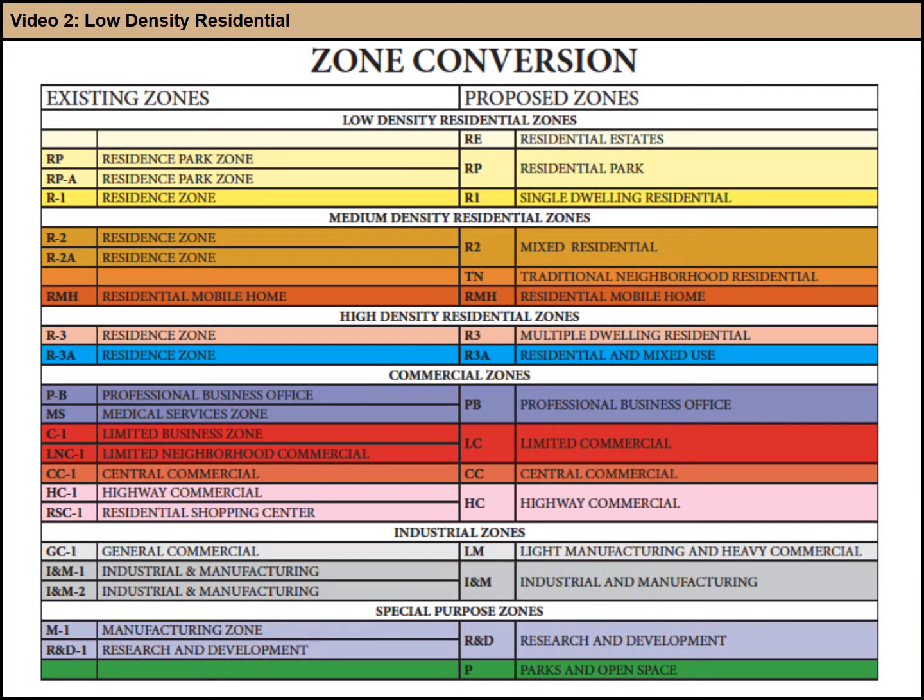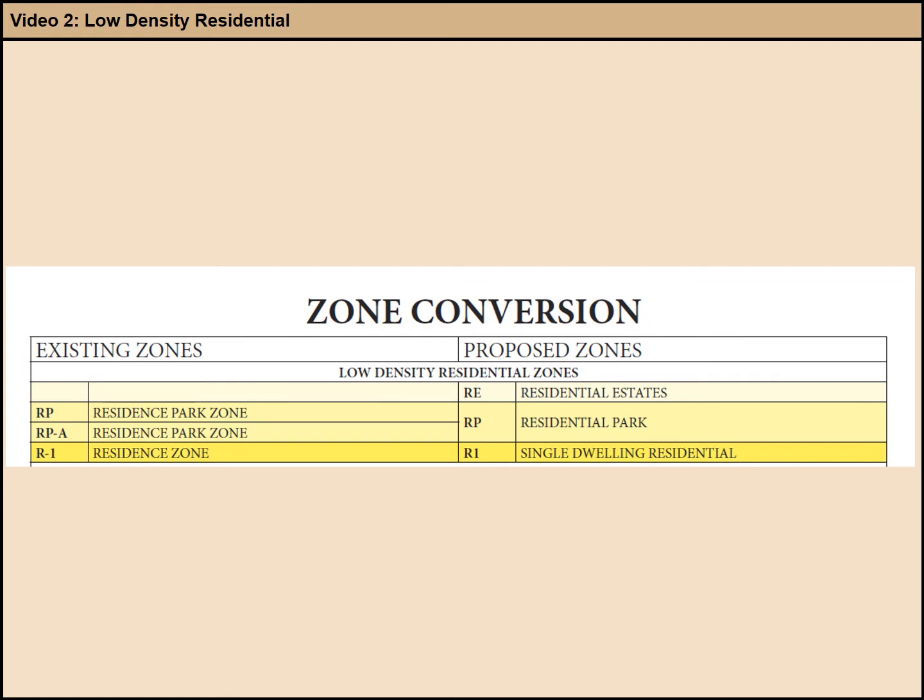Over the course of this video series, you'll see this slide quite a bit. It's simply an overview of zone conversions, or which zones have been combined, removed, or added to the zoning ordinance as part of this project. For this video, we'll be focusing on low-density residential zones. As you can see on this slide, we're proposing to add a residential estate zone and combine the RP and RPA zones. We've also adjusted the standards for the R1 zone.